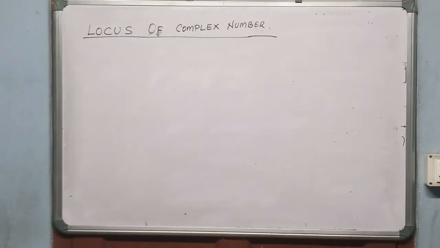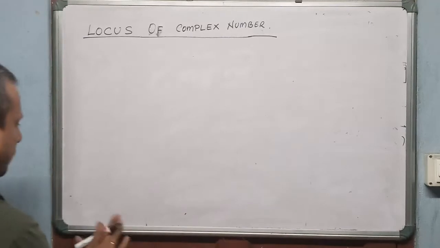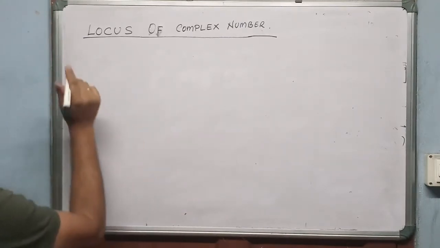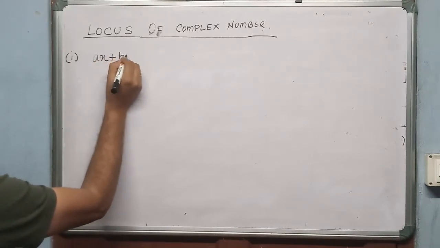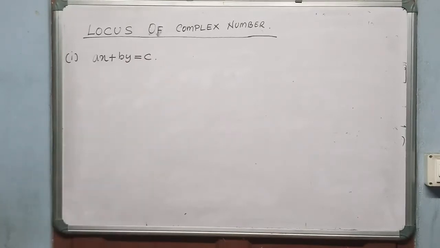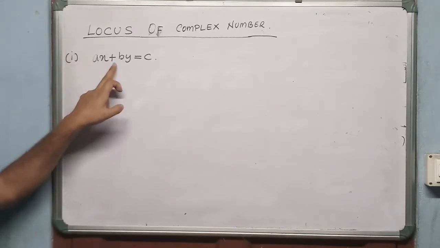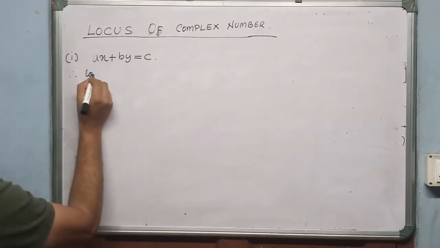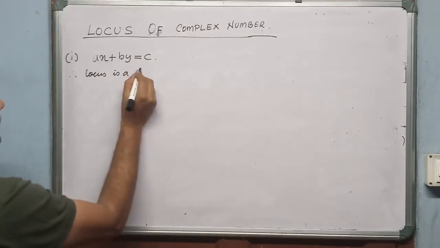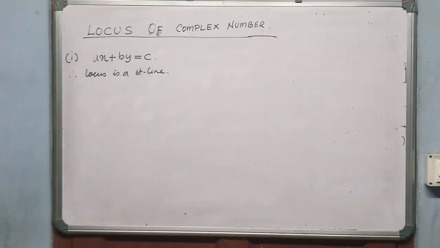Another important topic, the locus of a complex number. Now, how to calculate the locus? I'll give you the concept of the locus. Suppose after the simplification, if your answer is in this form, ax plus by equals to c, where x is linear, y is also linear, this one is a straight line. Therefore, if you get the answer like this, you can write: locus is a straight line, and the x-intercept and the y-intercept you are going to calculate.